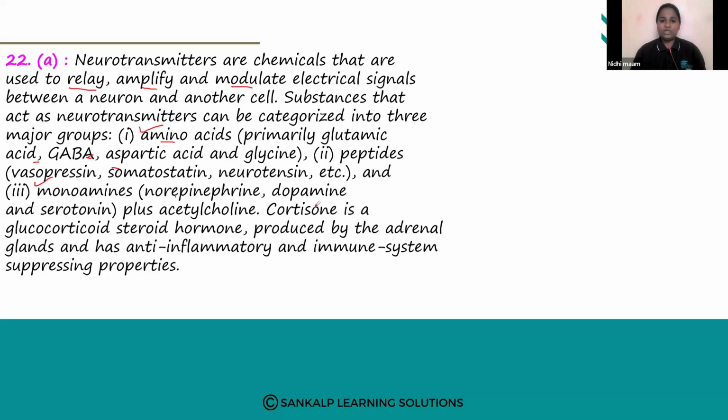When we come to cortisone, it is a glucocorticoid steroid hormone which is released by the adrenal gland, and it has an anti-inflammatory and immune system suppressing property. It is not at all related with neural conduction. Fine. So cortisone has an anti-inflammatory and immune system suppressing property.